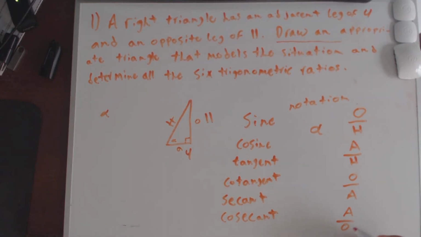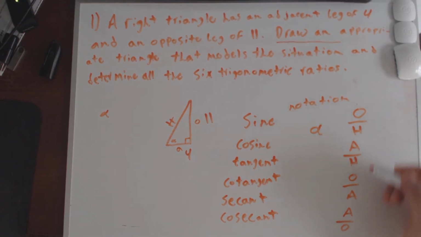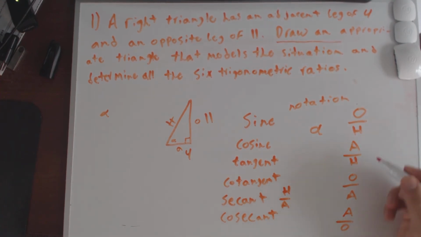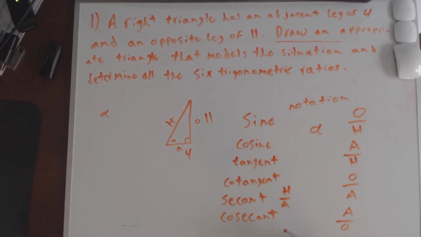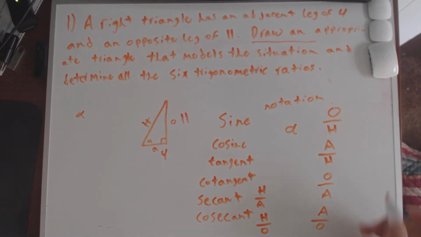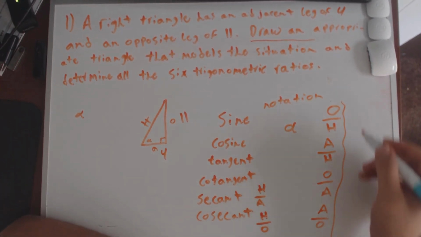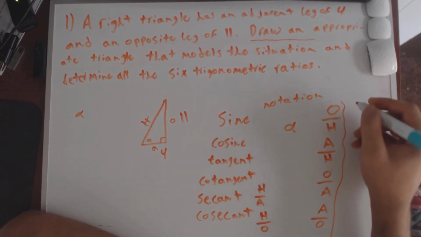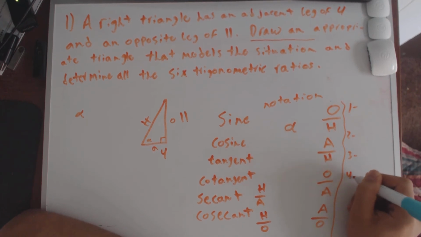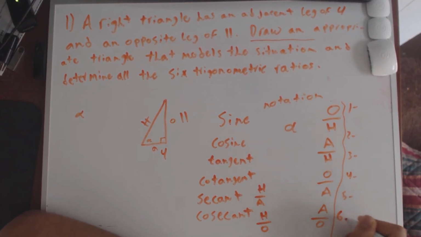So cotangent is adjacent over opposite, and for secant we said it will be hypotenuse over adjacent, and for cosecant, it will be hypotenuse over opposite. Okay. Now we have to plug in the numbers. So 1, 2, 3, 4, 5, 6.